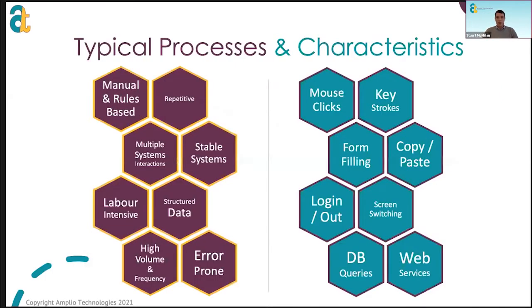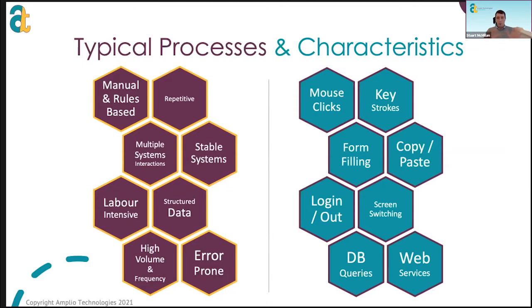So just a few examples of the typical processes. If you were to deploy this in your organization, we need to look for certain processes and tasks that exhibit these characteristics. They need to be very manual and rules-based, quite repetitive. That gives us the volume to follow the scripts. Multiple systems interactions does help. Automation generally operates on the user interface.